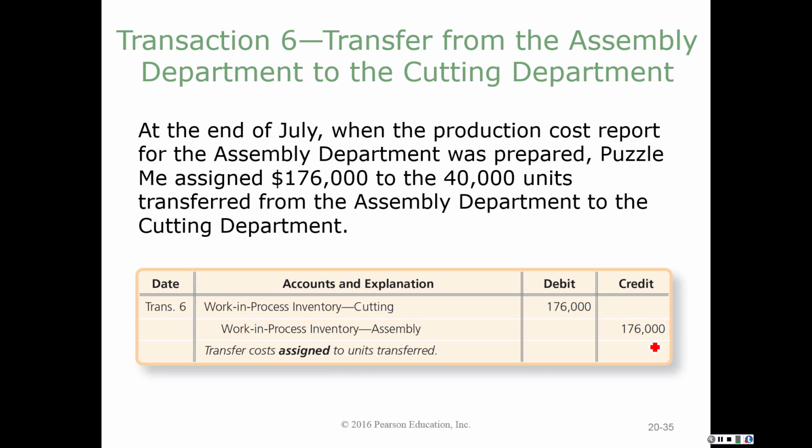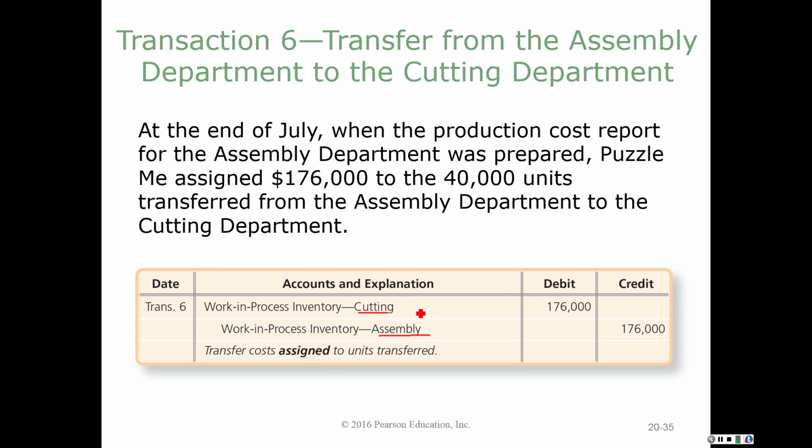So we've got labor. We've got materials moved into the cutting and assembly departments. We've got the conversion cost, labor and overhead, and we have manufacturing overhead that has been allocated to each of these departments. So once we have finished our work in the cutting department, we will move all of the cost.